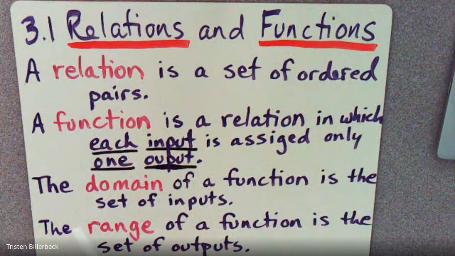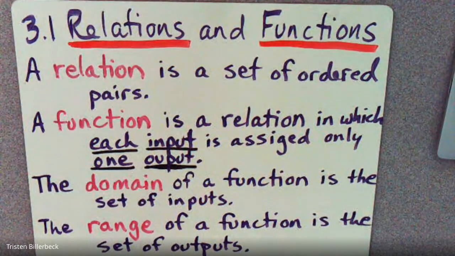Okay, so the domain is the button that you push for your input. So the domain of a function is the set of inputs. The range of a function is the food or drink that comes out of the vending machine. So the range of the function is the set of outputs.